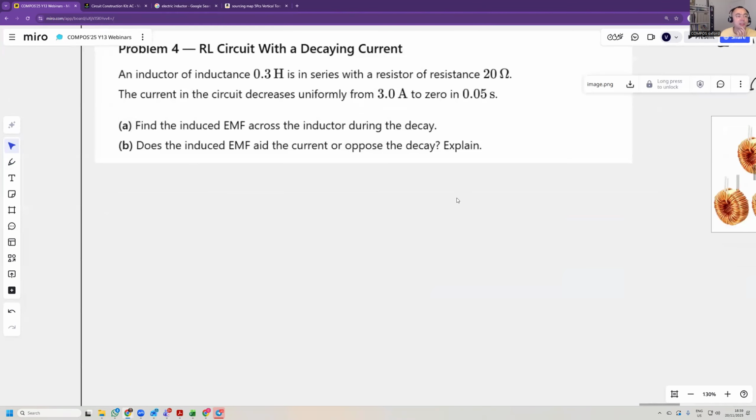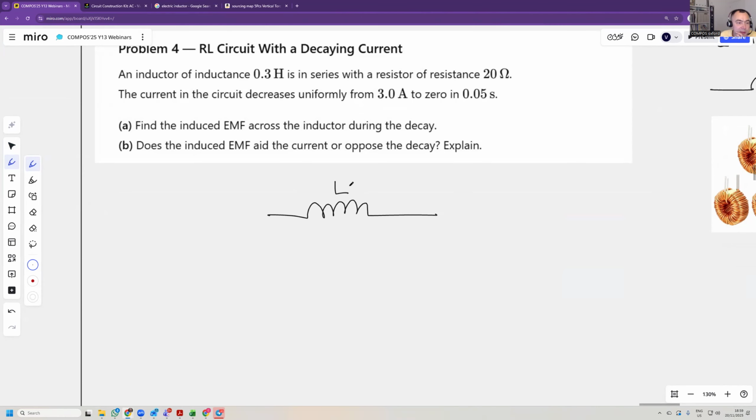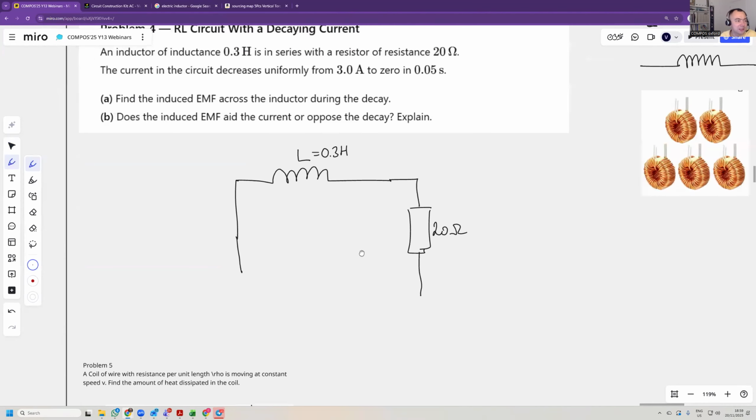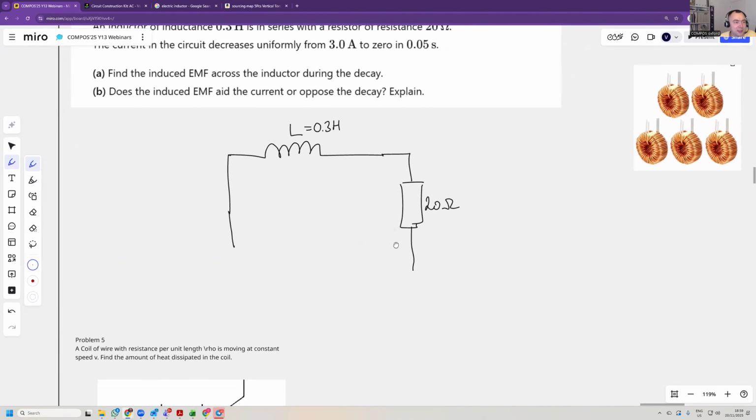An inductor of inductance 0.3 is in series with a resistor of resistance 20. So we have an inductor, 0.3 Henry, and we have a resistor with resistance 20 ohms. The current decreases uniformly. Oh, that's a boring question. I thought it was more exciting.